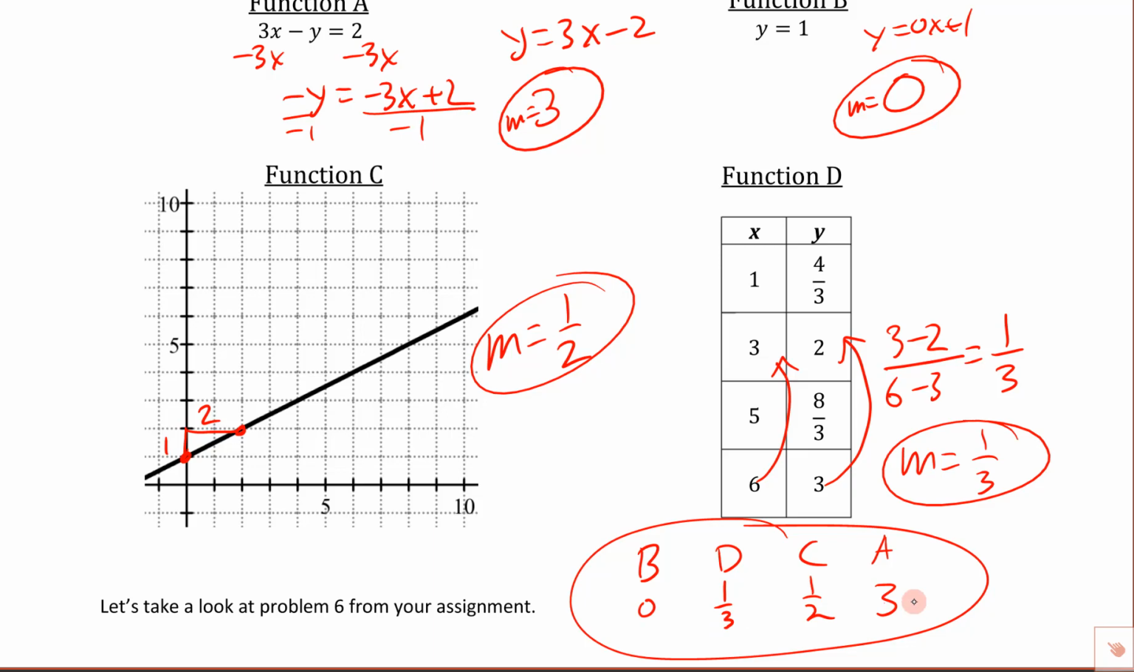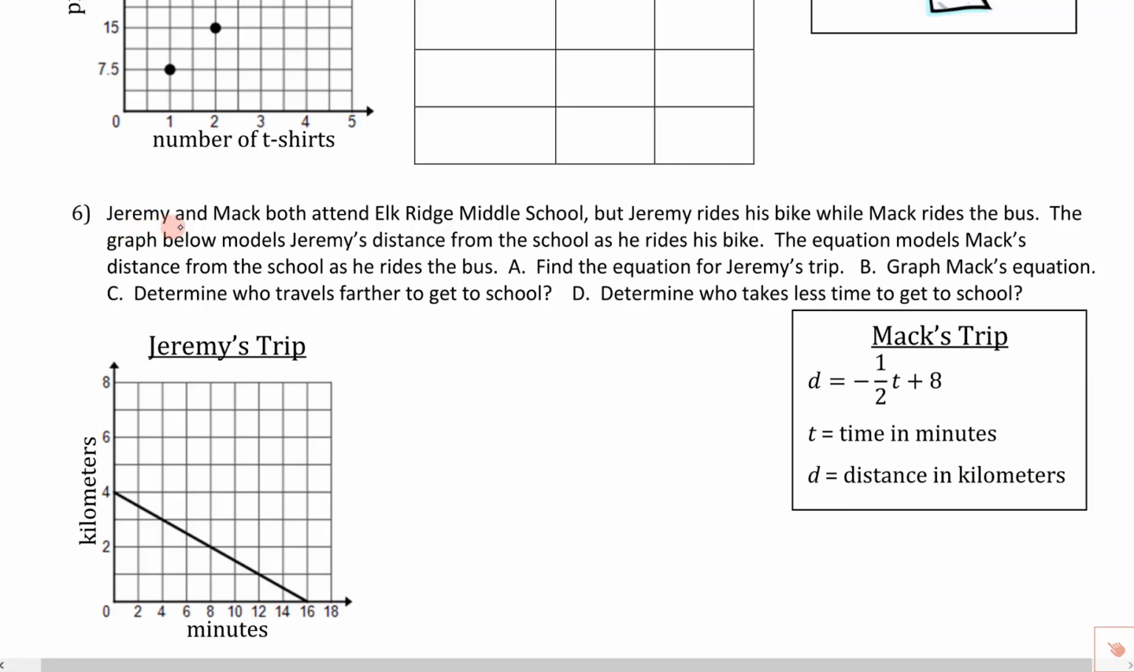So let's take a look at problem 6 from your assignment. It says Jeremy and Mac both attend Elkridge Middle School, but Jeremy rides his bike while Mac rides the bus. The graph below models Jeremy's distance from the school as he rides his bike. The equation models Mac's distance from the school as he rides the bus. Then we've got a couple parts here. So part A, find the equation for Jeremy's trip.